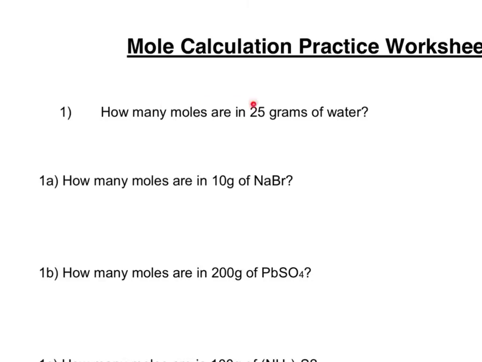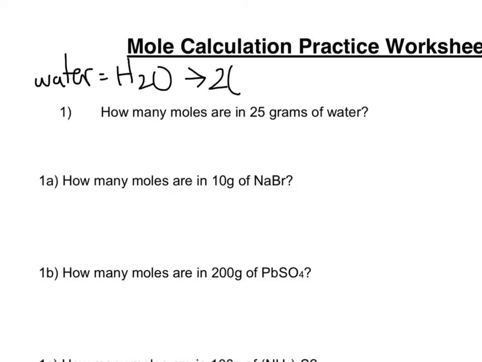How many moles are in 25 grams of water? So it's assumed that you know water is H2O. The other questions sort of give you the chemical formula, but this is one that you are supposed to know. So we find the molar mass. We look at the periodic table. We recognize we have 2 hydrogen atoms.